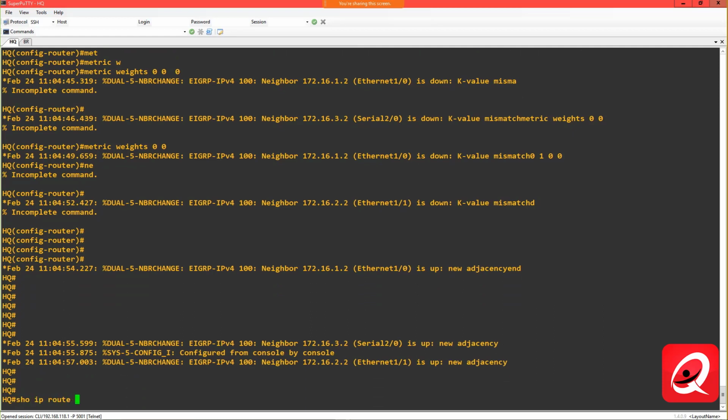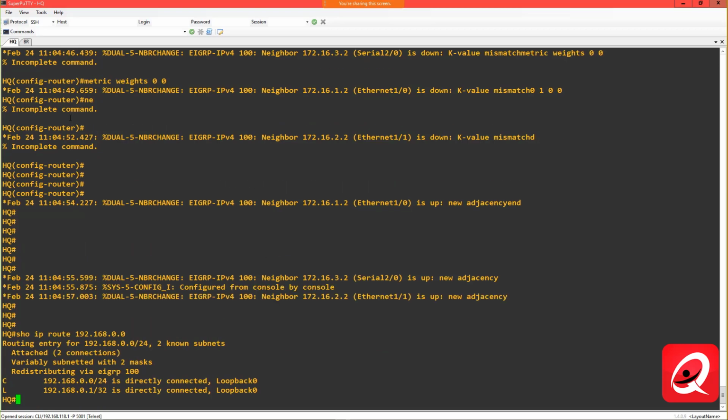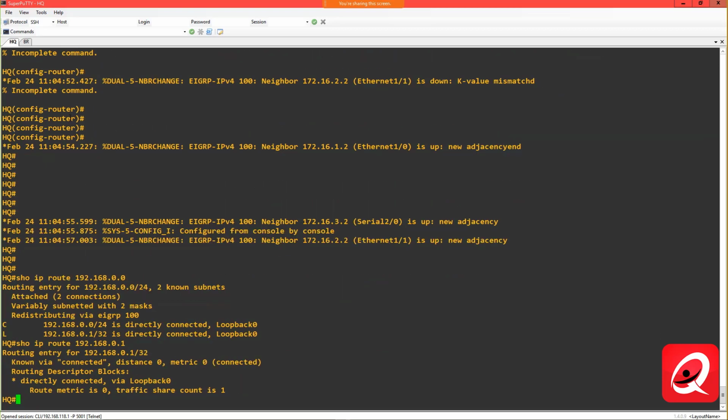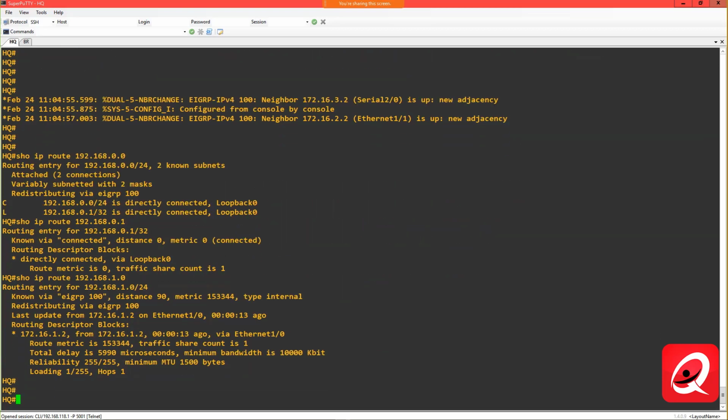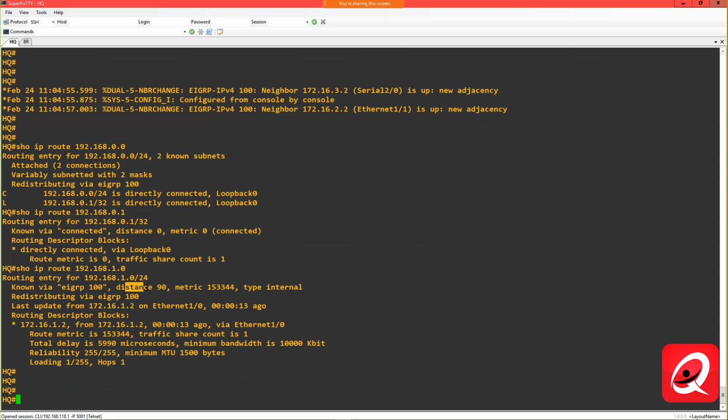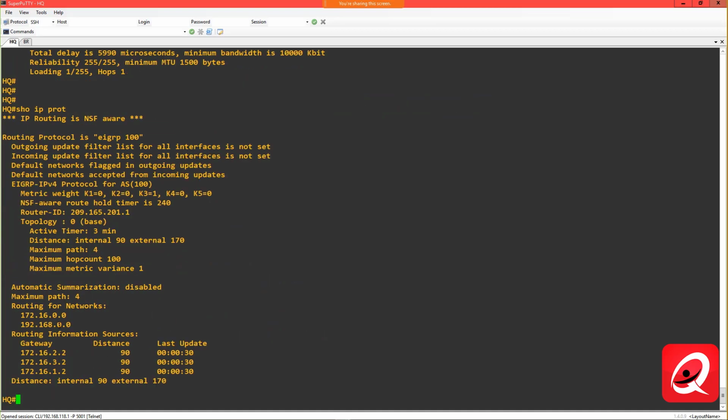Now if I do a show ip route 192.168.1.0, sorry, we can see that the metric here is only 153344. We're still reporting on the delay and the minimum bandwidth, but only the delay is being used in the calculation. Show ip protocols will demonstrate that because we can see that K1 is a 0, which is referencing bandwidth, and K3 is a 1.